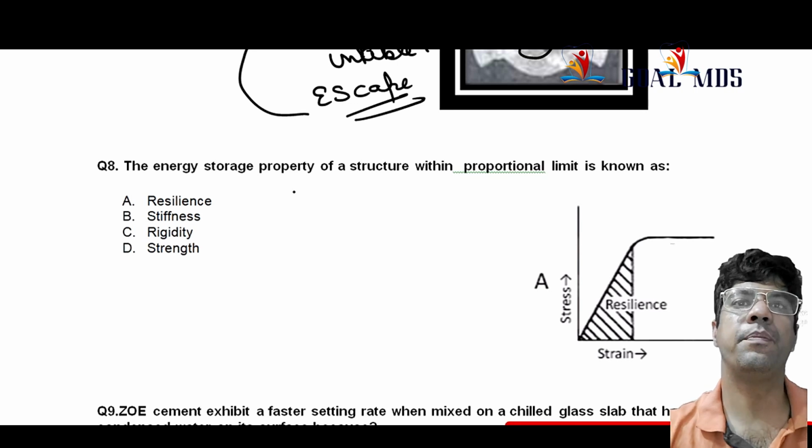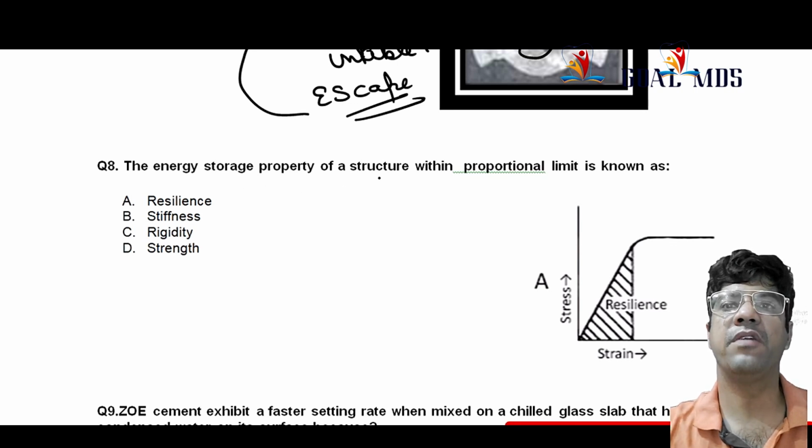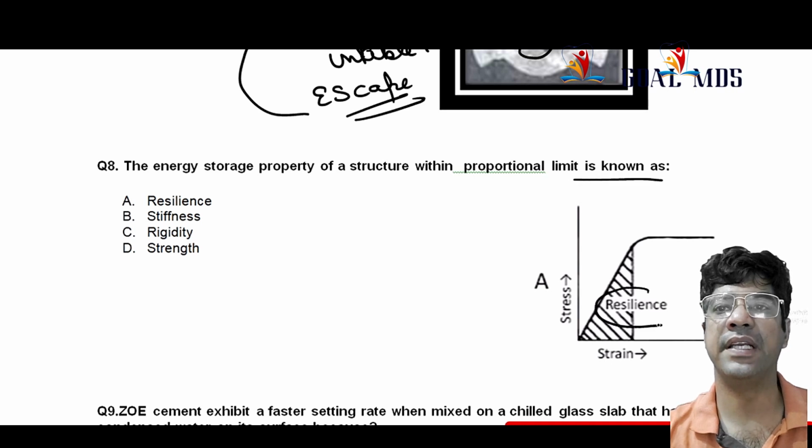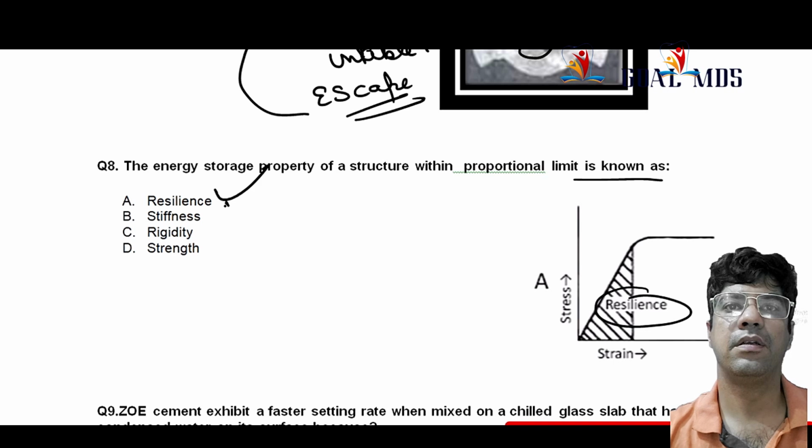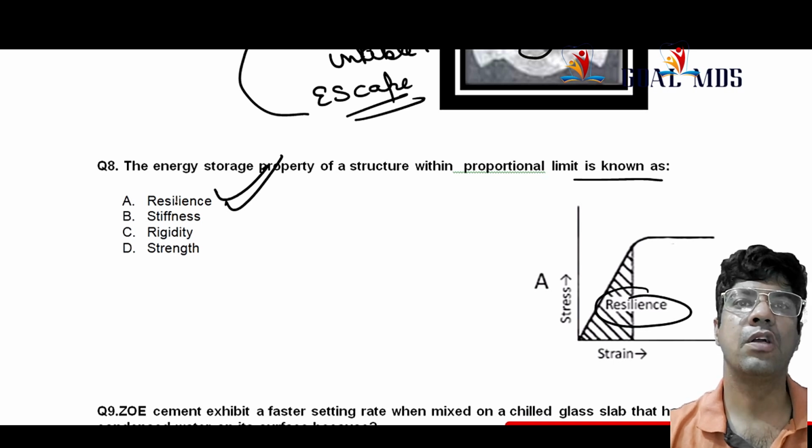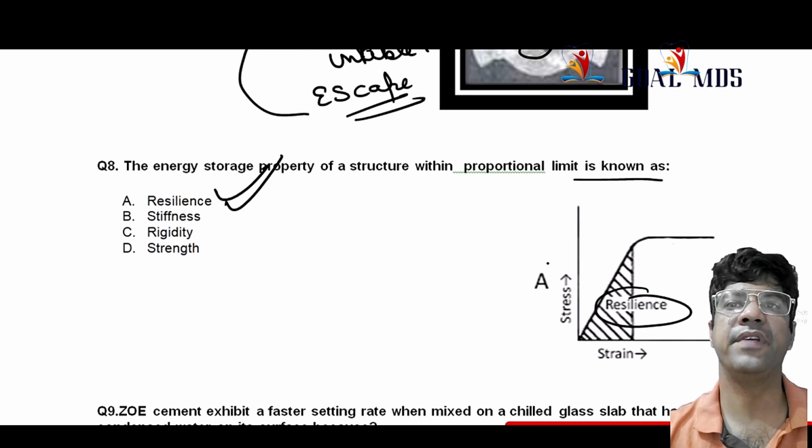The energy storage property of a structure within the proportional limit is known as resilience. So the energy storage property of a structure within the proportional limit is resilience.